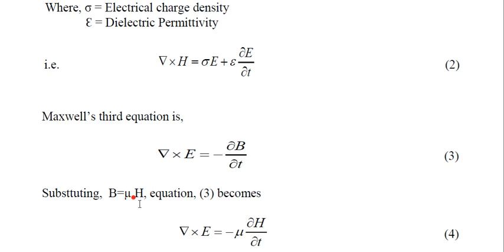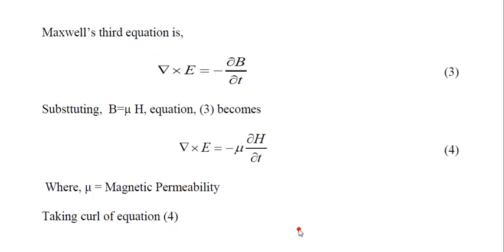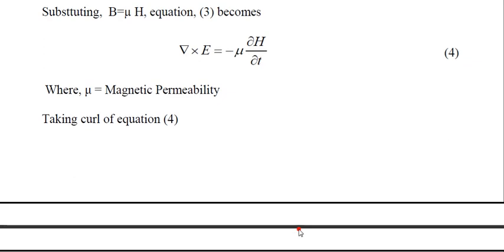Substituting B is equal to mu into H. What is mu? It is the permeability. B is the magnetic flux density. H is magnetic field intensity. As you know, mu is equal to B by H. Hence, we have to substitute here the value of B, mu into H, in equation number 3. It becomes del cross E is equal to minus mu into dou H by dou T, that is a partial derivative of H, equation number 4.